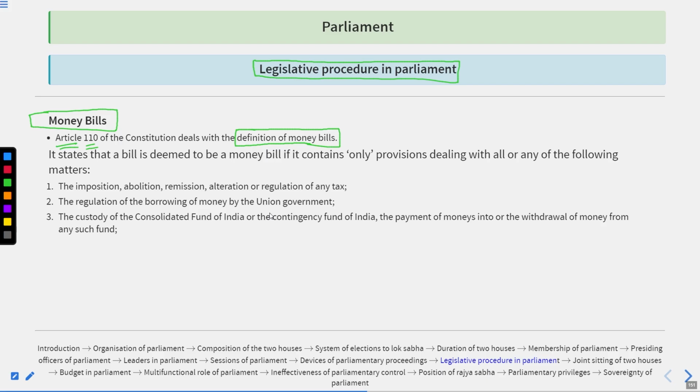Out of these, only two bills require the prior consent of the president: amendment bills and money bills. So keep this in your mind. The Constitution of India has Article 110 that deals with the definition of money bills. Out of these types of bills, which bill could you consider a money bill? By name itself, you can say this bill has relevance with money.